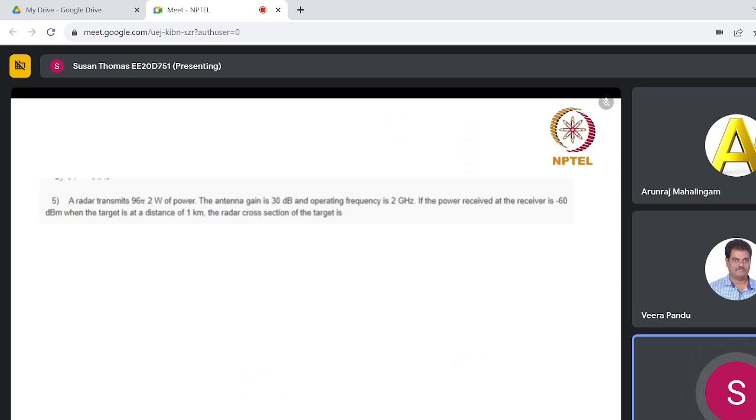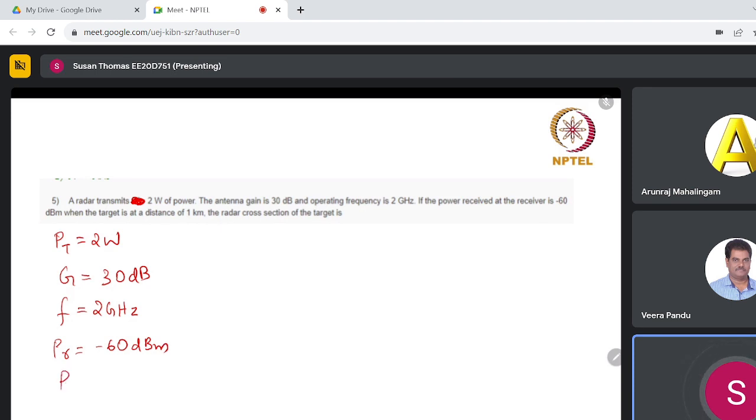Now I have another question. A radar transmits a power PT, that is 2 watts. Antenna gain is 30 dB. Operating frequency is 2 gigahertz. If the power received at the receiver is minus 60 dBm, when the target is at a distance of 1 kilometer.